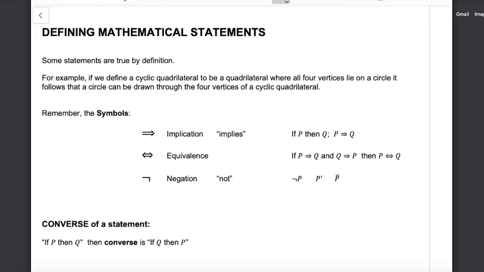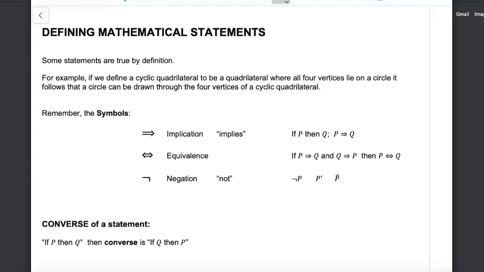In this video, we're going to define some mathematical statements. And some statements are true by definition. So, for example, if we define a cyclic quadrilateral as a quadrilateral where all four vertices lie on a circle, it follows that a circle can be drawn through the four vertices of a cyclic quadrilateral.